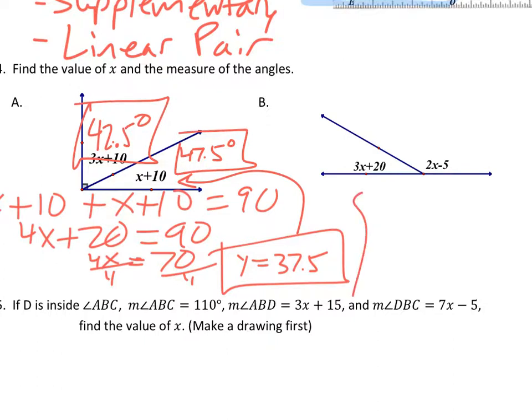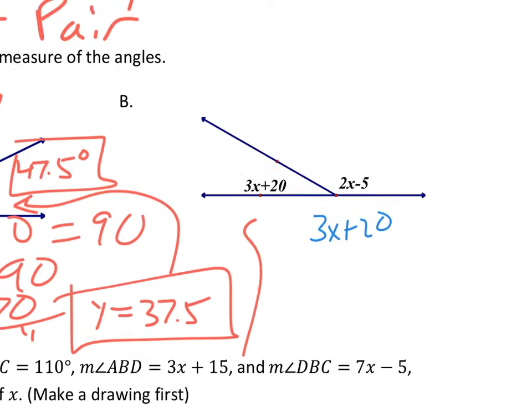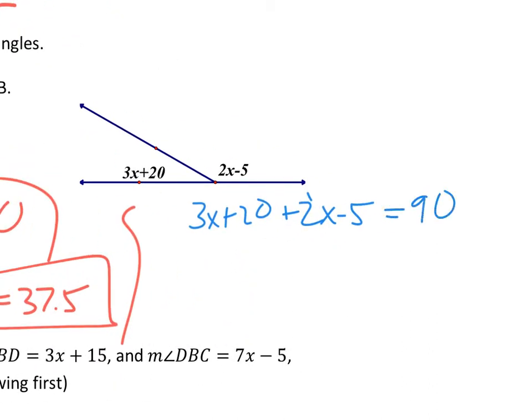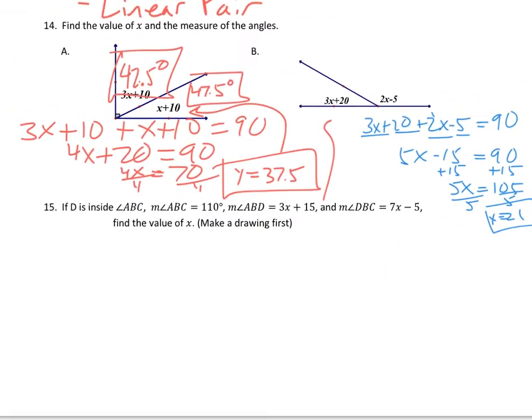All right. Next, these guys here add to 180. Okay. So my 3x plus 20 and the 2x minus 5 add to 90. So when we put these together, we get 5x plus 20 minus 5, which is 15, equals 90. Let's subtract 15 from both sides. So 5x equals 105. And if we divide this by 5, we get 21. All right. There you have it.